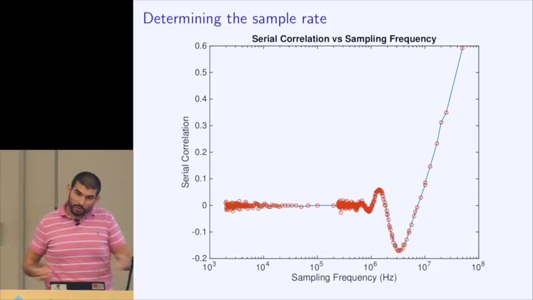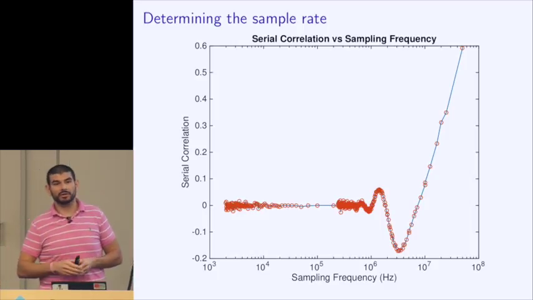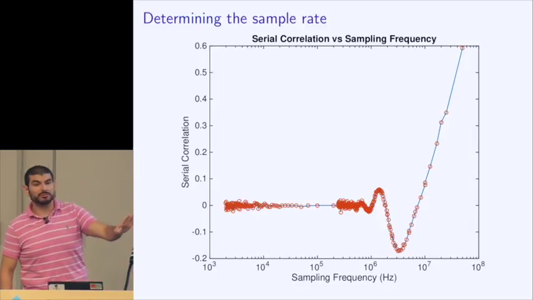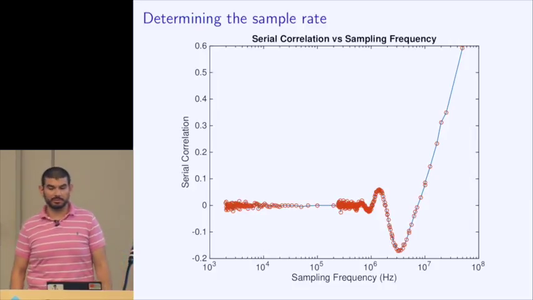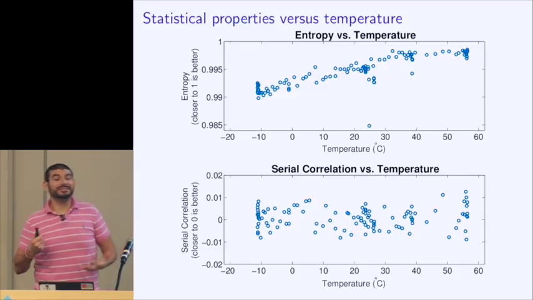That's well below, 10x slower than the comparator can go. And that's what we'll use for the rest of the presentation. So next question is about the statistical properties.